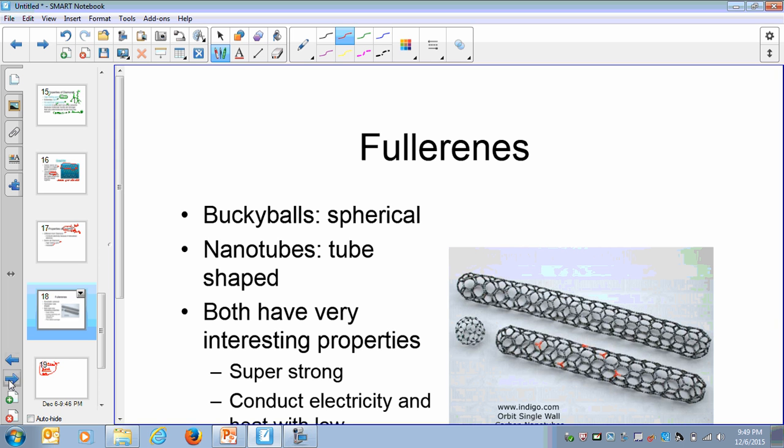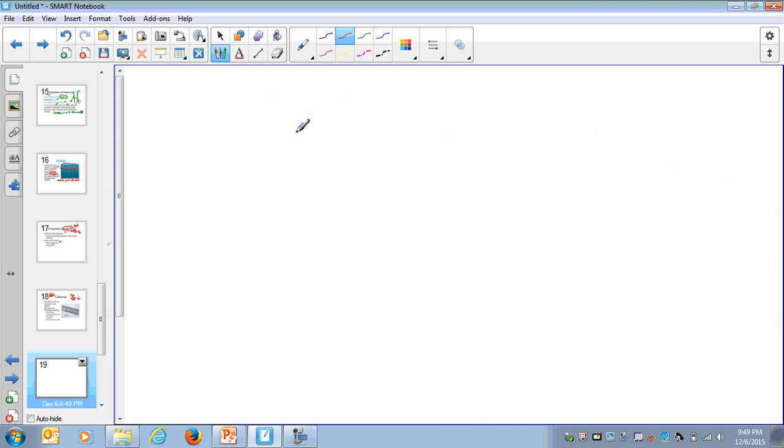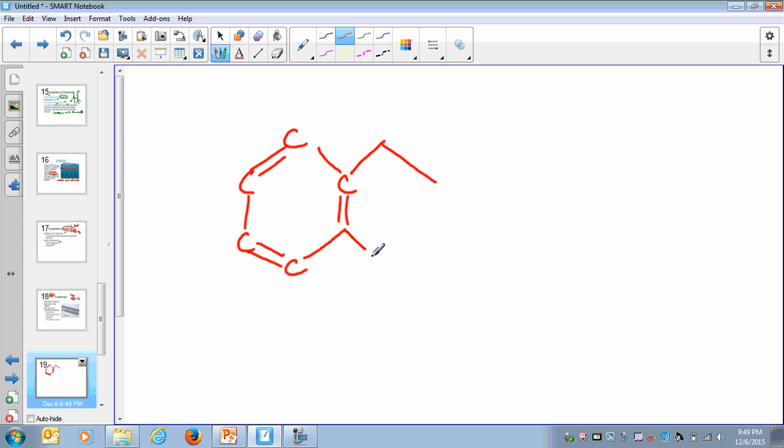There was another one that was discovered, I should not say invented, discovered in 1985, another form of carbon, which is called C60. There could be C60 or there could be C70, but most of them are C60. What it means is, let me explain it. Carbon is bonded to 3 different carbon atoms, with a mix of single bonds and double bonds. So every other bond is a double bond.